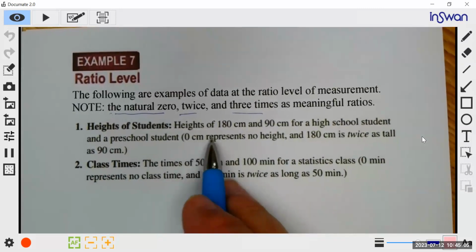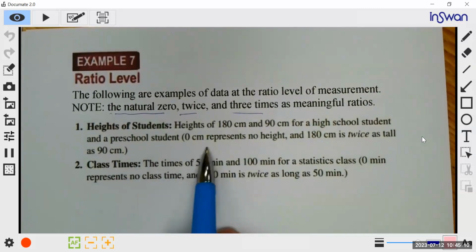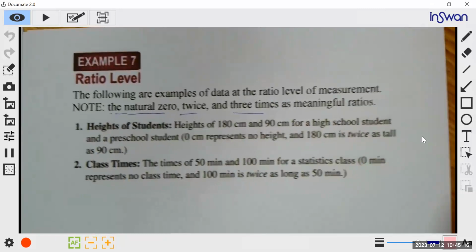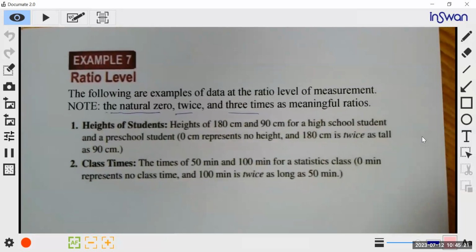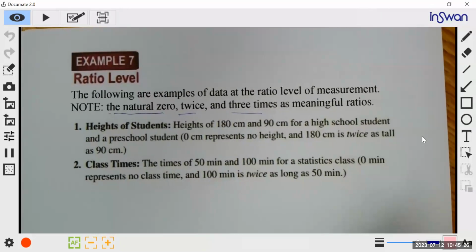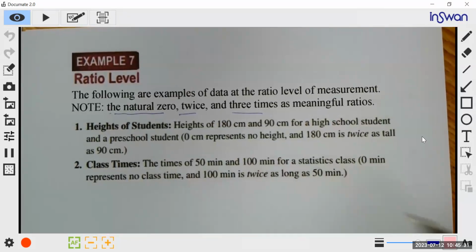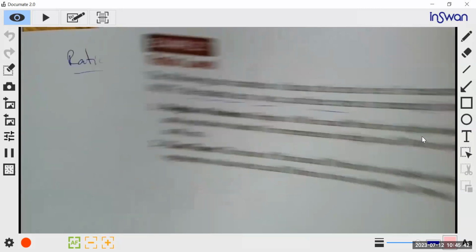Heights of students between 180 centimeters for a high school student and 90 centimeters for a preschool student, with 0 centimeters as the zero. 180 is twice as tall as 90, right? So we can quantify, we can have meaning in any of those numbers. And can we do calculations with them? We can find the difference between them. Well, the length of class times, 50 minutes versus 100 minutes. The number of days in a week, how many days something is out. So those are examples.